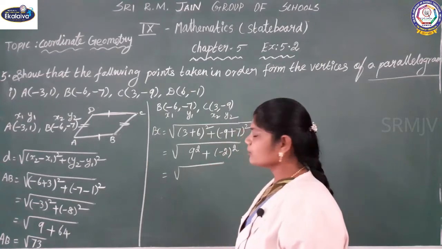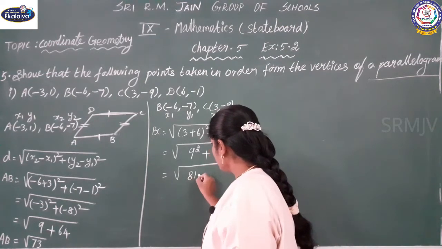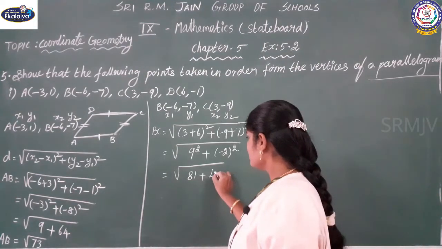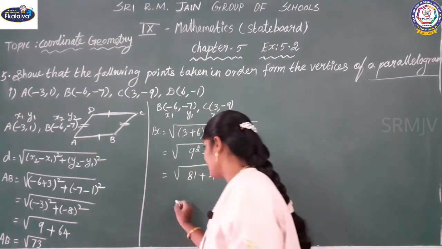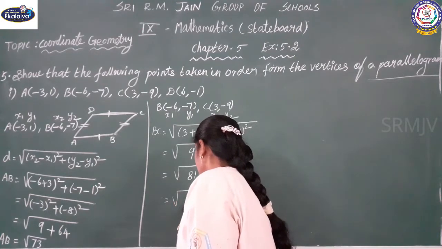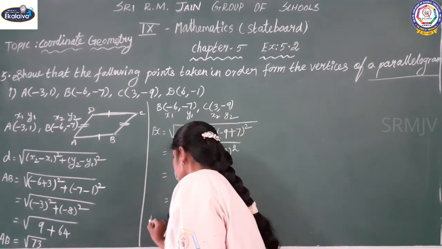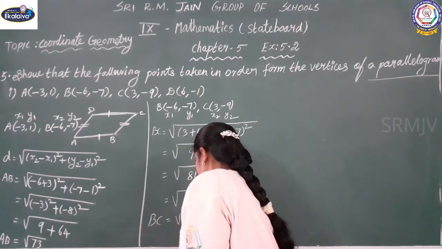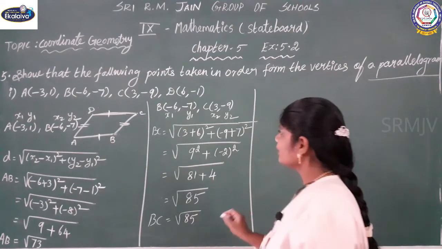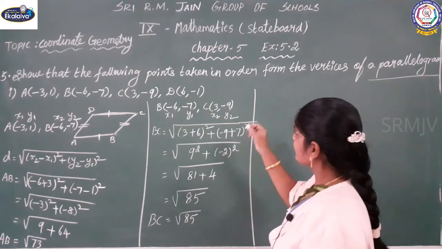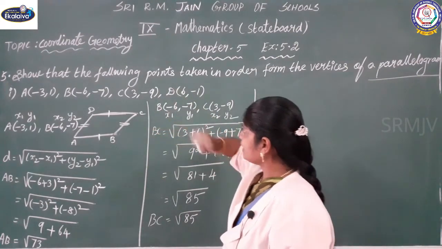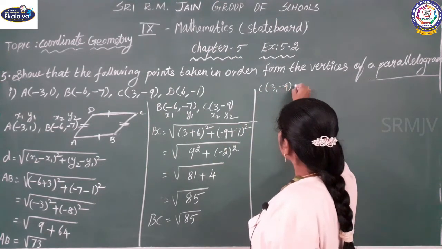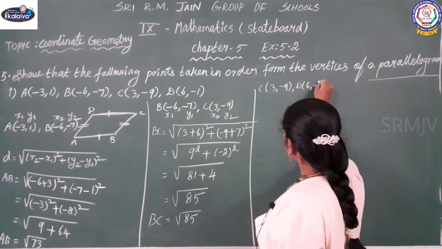Root of 9 square 81 plus minus 2 the whole square, you will get 4. So 81 plus 4 85. Root of 85. So the distance of BC equal to root 85. Okay. Next we are going to find CD. Okay. So C coordinate is 3, minus 9 and D coordinate is 6, minus 1.